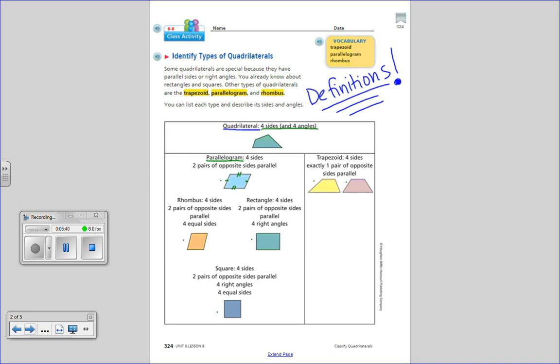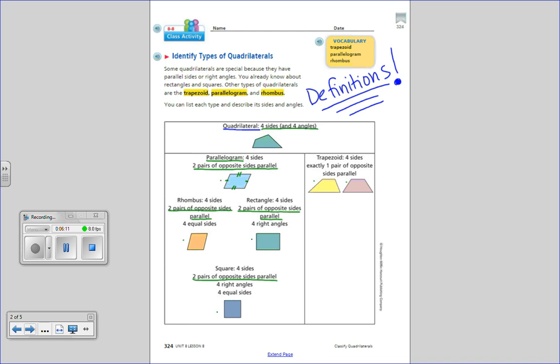Could you consider a rectangle? Two pairs of opposite sides parallel. So a rectangle could be considered a parallelogram. A rhombus has two pairs of opposite sides parallel, and a square has two pairs of opposite sides parallel. So a square, a rectangle, and a rhombus all could also be considered a parallelogram, just by those terms.